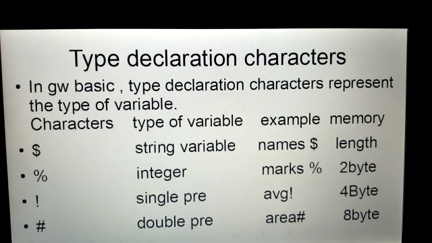The next one is the hash or number sign, the double precision sign. When you use the double precision sign with any variable name, you can handle up to 16 digits accurately, and the memory required for double precision is 8 bytes.